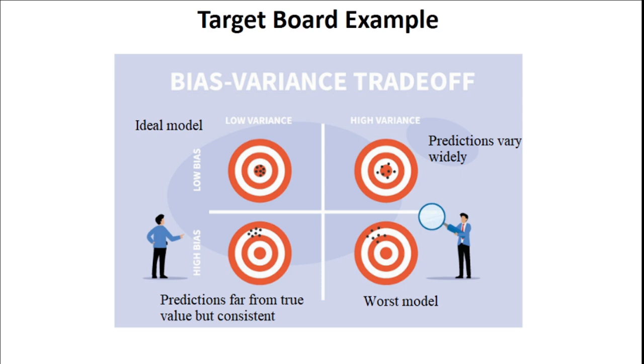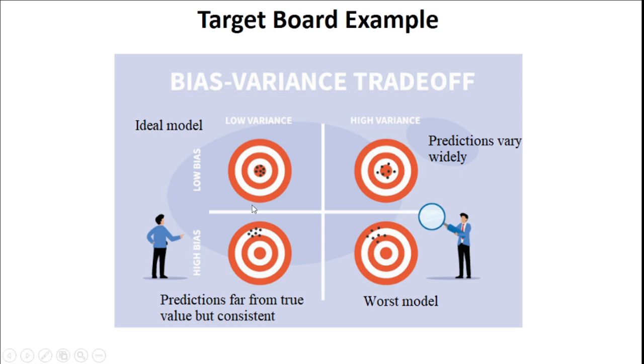But whatever the decision tree does, it will fit into this low bias and high variance condition. Predictions vary wildly. See here, the target board center is our actual value, and the predicted dotted points are scattered around it. There is some error, so it leads to a high variance condition.